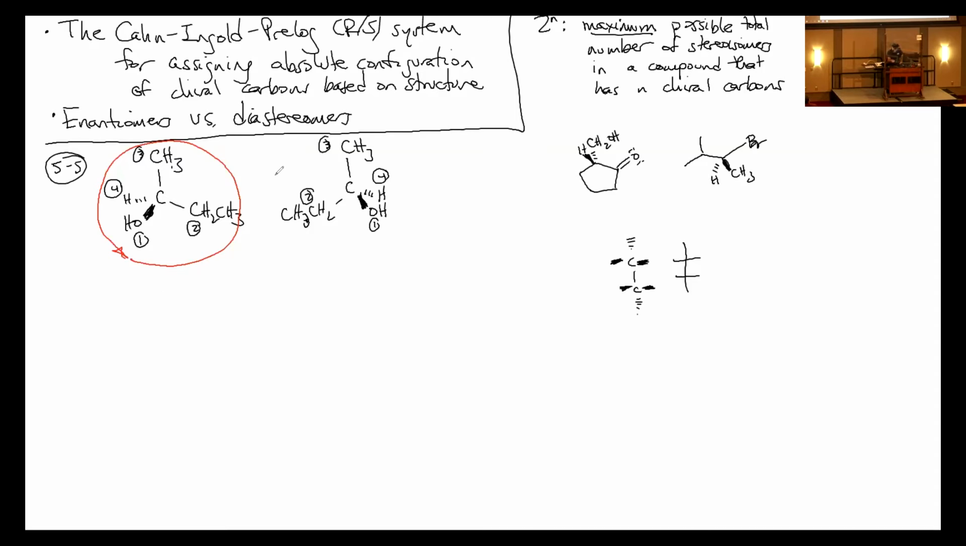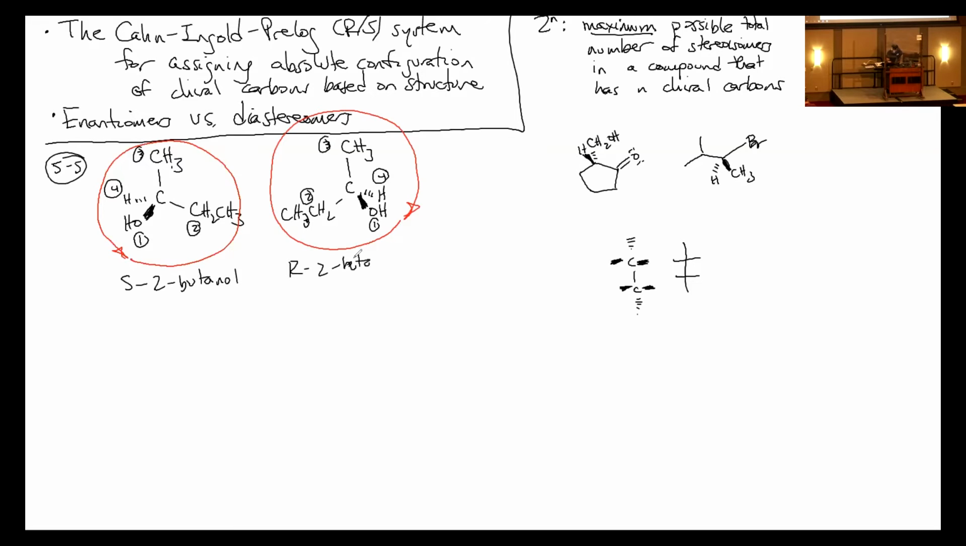Anyway, since this is a left turn or counterclockwise, this one we'll call S-2-butanol. And then, of course, by process of elimination, that one must be R-2-butanol. Let's verify that. So we're going to go from 1 to 2, 2 to 3, 3 back to 1, and we ignore the 4. Just go right through it. And that one is a right turn or clockwise. That one will be our R-2-butanol.